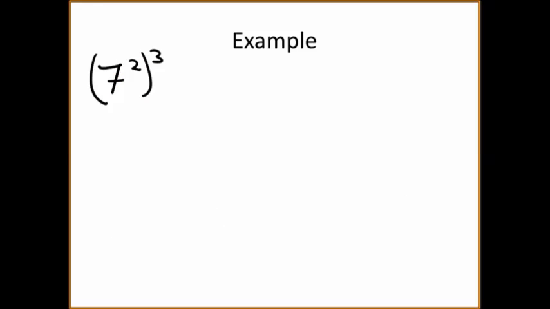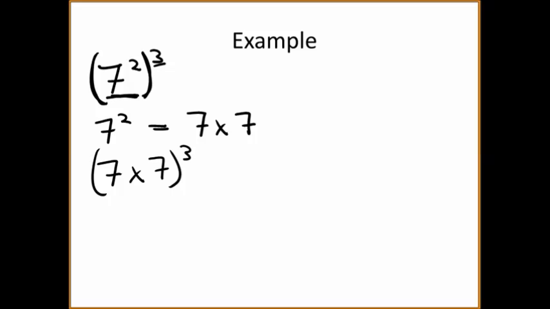Let us look at one more example. So in this case we have 7 to the power 2, or 7 squared, and this is all, everything inside the bracket, to be cubed. So let's take 7 squared first. Well, we know that 7 squared, or 7 to the power 2, is equal to 7 multiplied by 7 from an earlier slide. Rewriting 7 squared all to the power of 3, we get 7 multiplied by 7 all to be cubed.